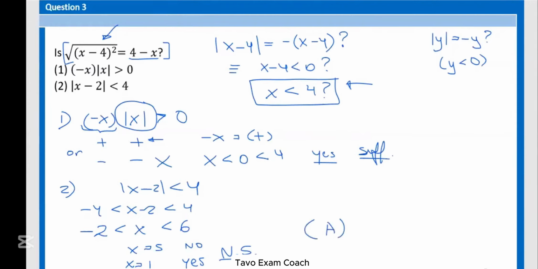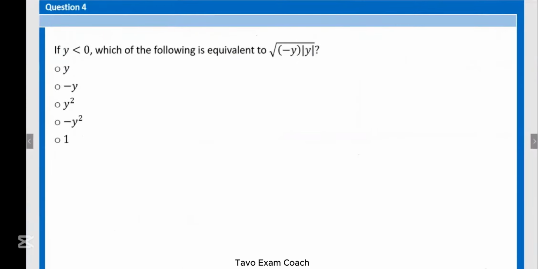Let's continue with example number 4. If y is less than 0, which of the following is equivalent to the square root of negative y multiplied by the absolute value of y? Well then, let's consider the two factors here. One is negative y, the other is the absolute value. For us to operate efficiently, we need to get rid of the absolute value. We need to replace the absolute value in terms of some simpler equivalent.